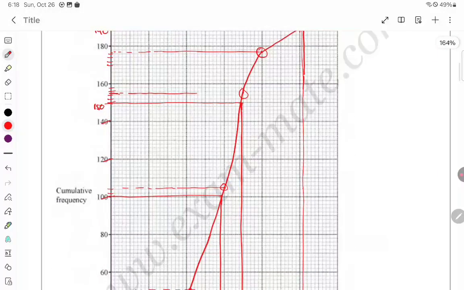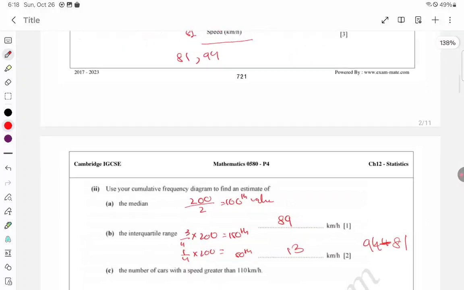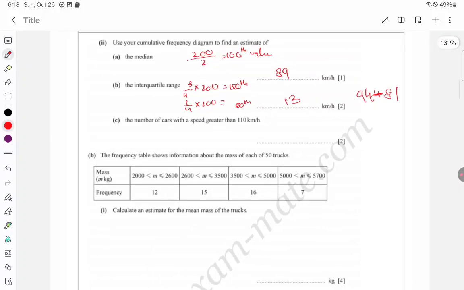So 190 is what we calculated, and the highest cumulative frequency is 200. So the number of cars greater than 110, we can say that 200 minus 190, and it is 10. So the 10 cars have a speed greater than 110 kilometers per hour.